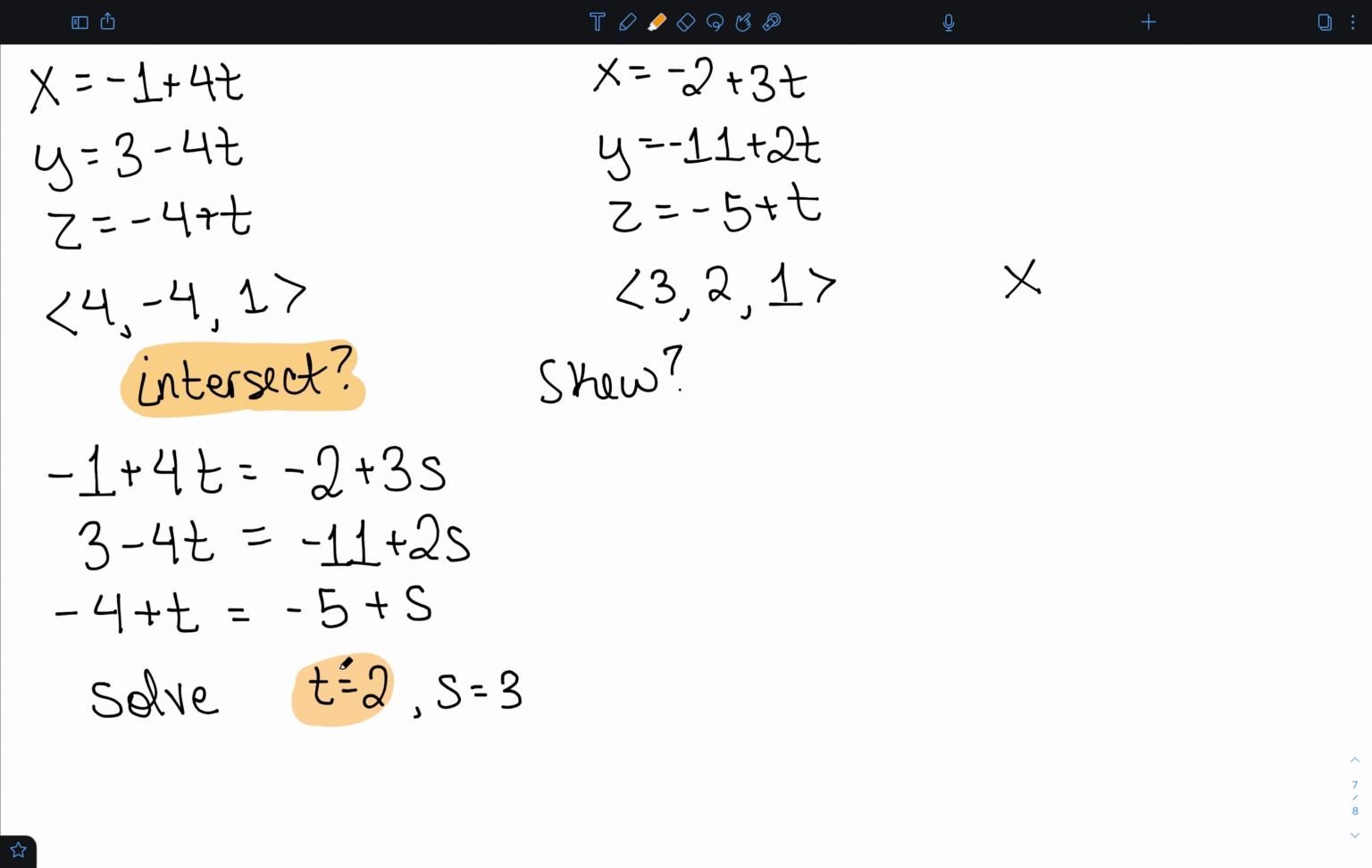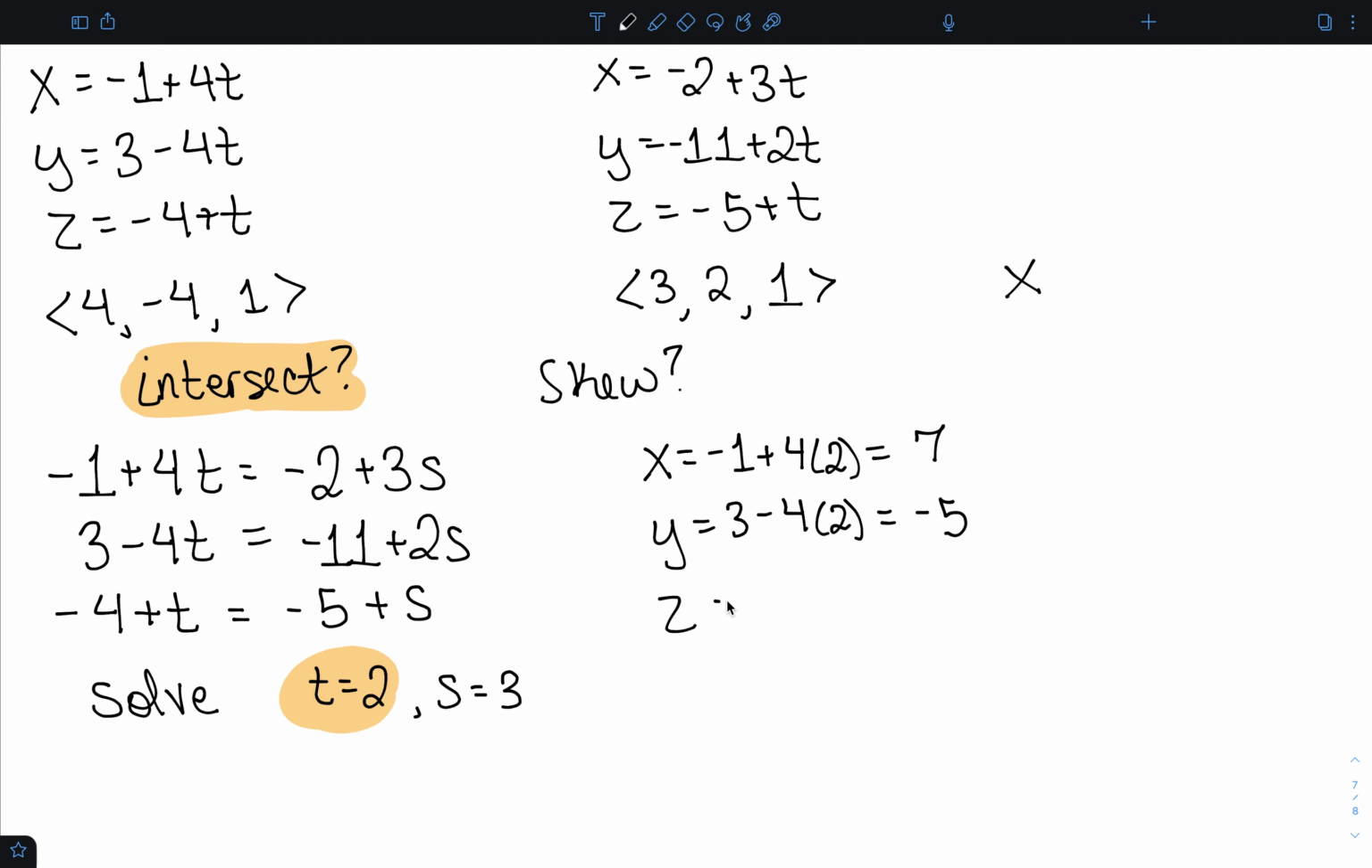I can plug t equal to 2 into my first equation, my first line. So I have negative 1 plus 4 times 2, which is 7. For y, I have 3 minus 4 times 2, which is negative 5. And for z, I have negative 4 plus 2, which is negative 2. So these intersect at 7, negative 5, negative 2.